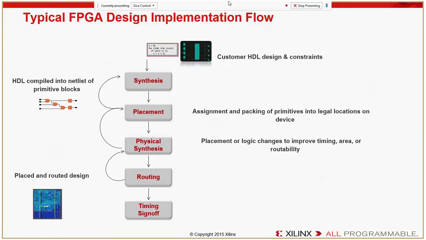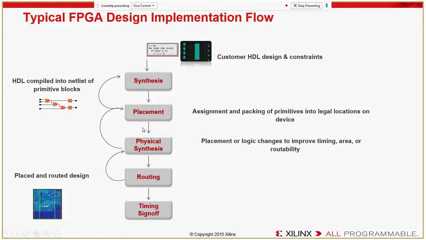So the typical FPGA implementation flow is shown in this diagram. We start with the customer HDL design and constraints as an input. This is followed by a step called synthesis, where the HDL is essentially compiled into a netlist of primitive blocks. A netlist is nothing but a logical description of a set of logic elements which are connected by wires. The logic elements could be combinational elements that do processing, or flip-flops that store values, ones and zeros, and behave like memory.